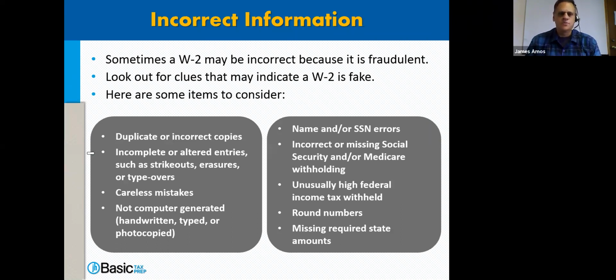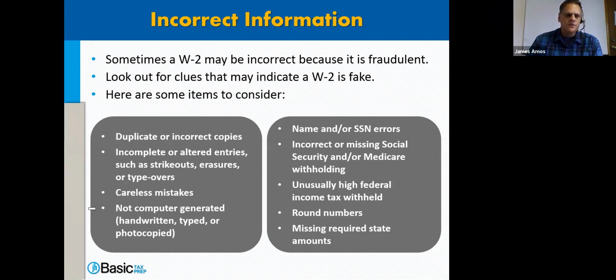Look, in today's world, you rarely see any strikeouts or anything like that. In the old days, maybe, when it was done by hand. But here's the thing, though. If they're following the rules and an error is made, they're supposed to destroy that one and just redo it. So if you have that, it might be careless mistakes. The client's name is spelled wrong or the zip code's wrong or something like that.